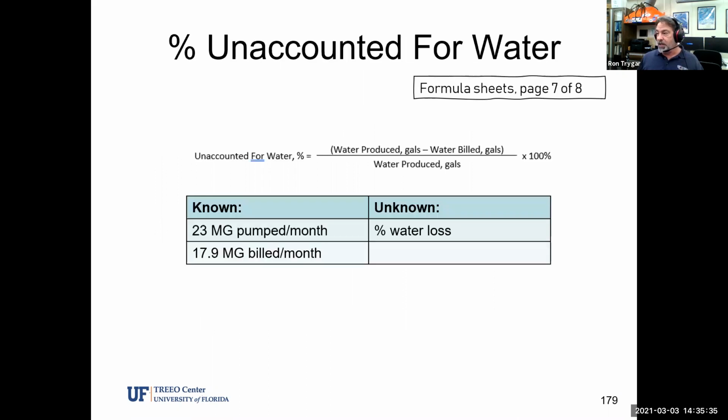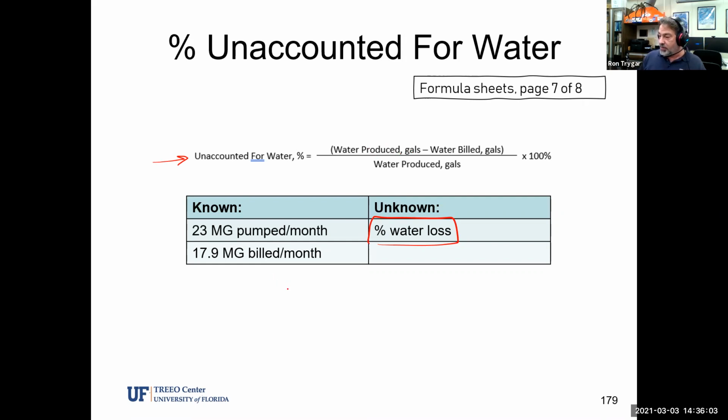So we're going to figure this out. We have 23 million gallons pumped, 17.9 billed for, and we want to know the water loss. So the formula shows like this. Here's unaccounted for water percent: the water produced, gallons, subtracted by the water billed, gallons, divided again by the water produced. So it's essentially the in minus out divided by in, as like an efficiency goes.